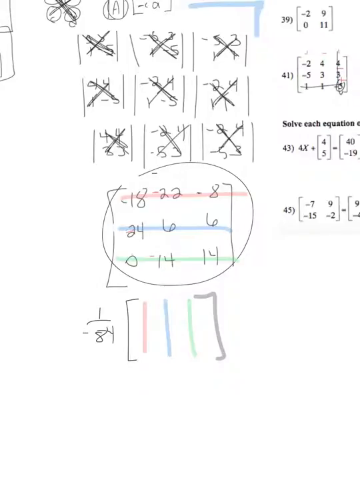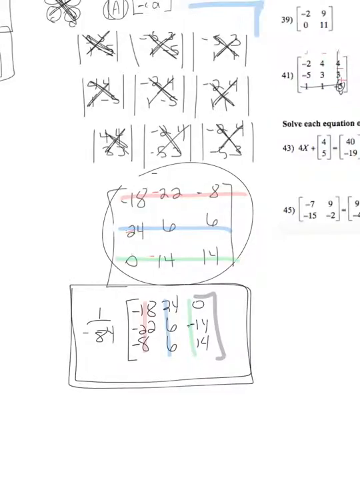So the red one is negative 18, negative 22, negative 8. The next one, the blue one, coming down, we've got 24 and then 6 and 6. And then the green one was 0, negative 14, and 14. So getting the inverse of a 3 by 3 matrix is a pretty big hassle. Now, you could multiply in the 1 over negative 84, but I'm not going to. I'm just going to leave it like that. Okay, that's number 41.